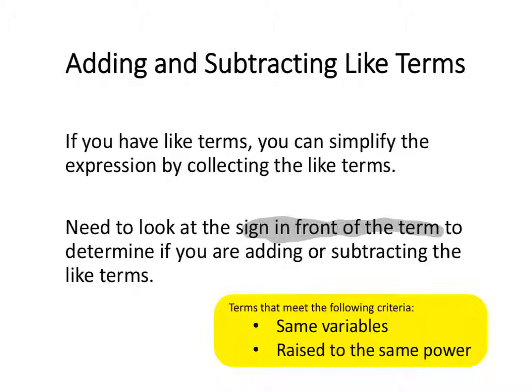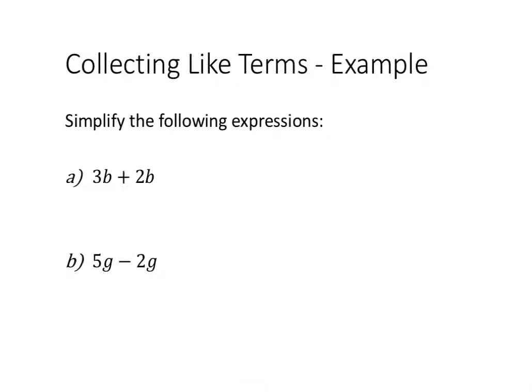Now remember, to be a like term, they've got to have the same variable or variables, and each variable or variables need to be raised to the same power. Let's have a look at some examples to see how we can simplify expressions with like terms. So in our first examples, we have two expressions we want to simplify.